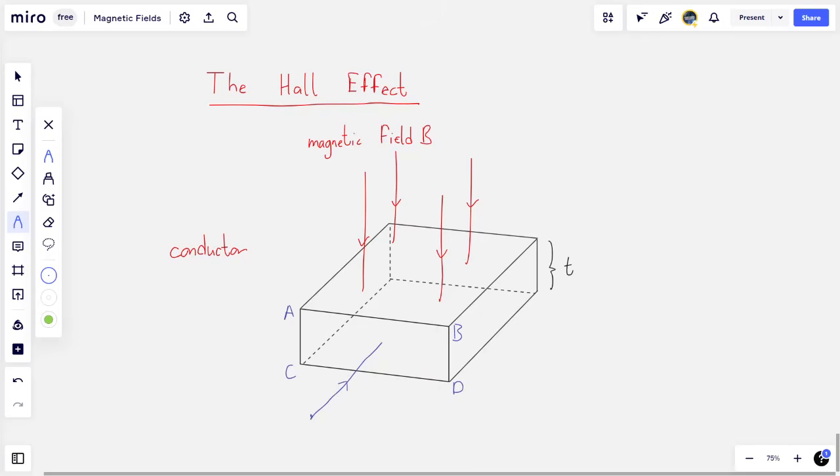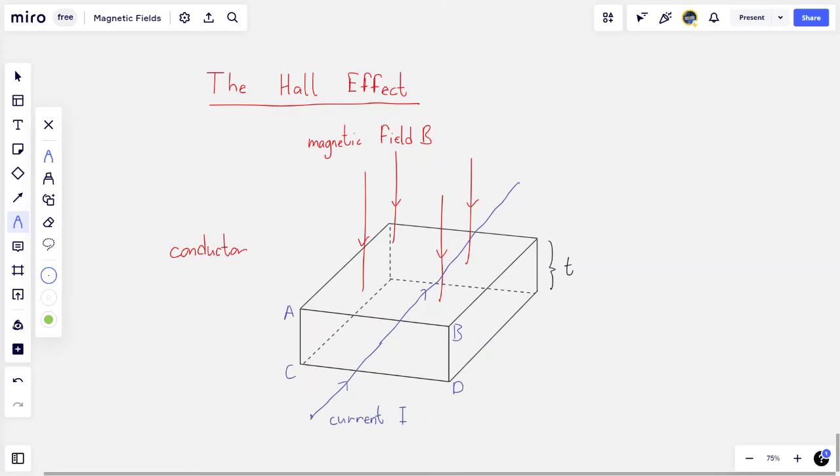In the absence of a magnetic field, what would happen is the current would pass straight through the conductor. It would be undeflected. It would pass straight through the conductor. And so let's just give this current a name as well. We'll call the current I, as we usually do.